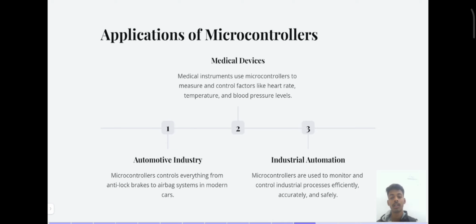Applications of microcontrollers. The first one is the automotive industry. Microcontrollers control everything from anti-lock brakes to airbag systems in modern cars. The second one is medical devices. Medical instruments use microcontrollers to measure and control factors like heart rate, temperature, and blood pressure levels. The third one is industrial automation. Microcontrollers are used to monitor and control industrial processes efficiently, accurately, and safely.